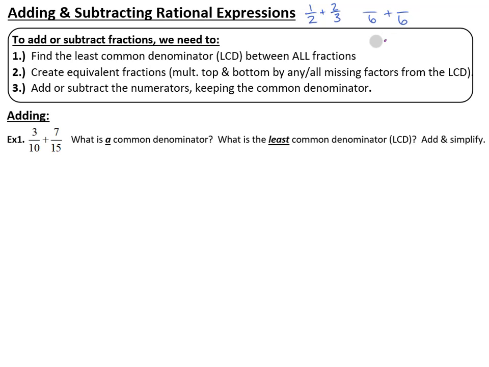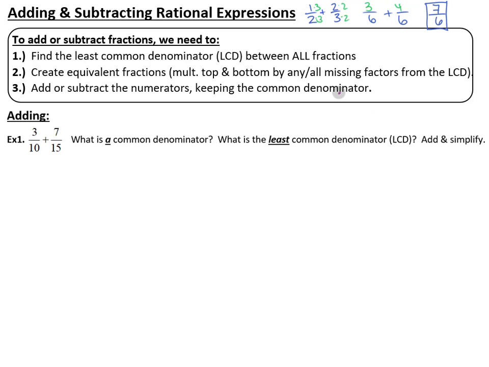We can put them both over 6, but to get to 6, we would have to multiply this by 3 top and bottom. So 3/6 is equivalent to 1/2. And we'd have to multiply this by 2 to get to our common denominator of 6. So we get 4/6. And then we get to keep our denominator of 6 and add the numerators, 3 plus 4, or 7. 7/6, or 1 1/6.